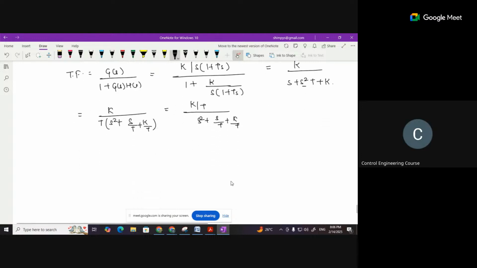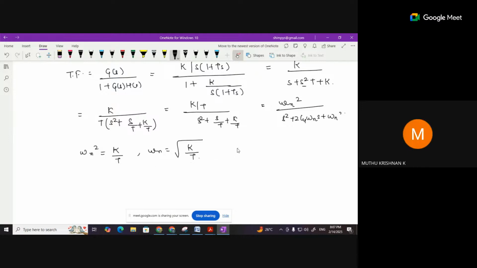Now, if I compare it with the standard form, which I've just seen, that is omega n square by S square plus 2 zeta omega n S plus omega n square, I can write down omega n square equals K by T, right, Muthu? Yes, ma'am. That is, omega n will be how much? Root of K by T, correct? Yes.